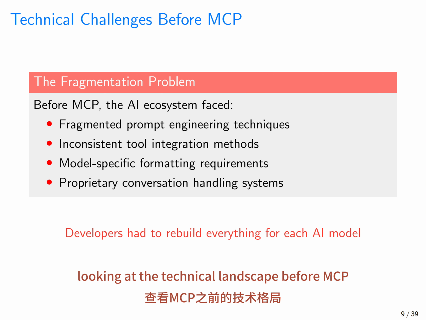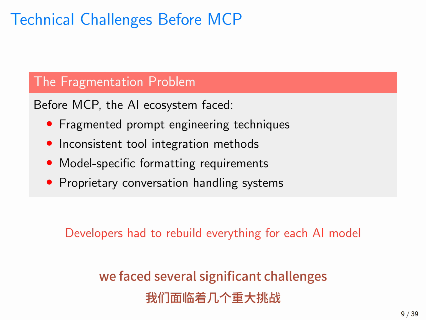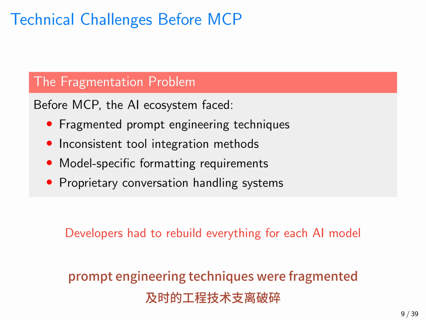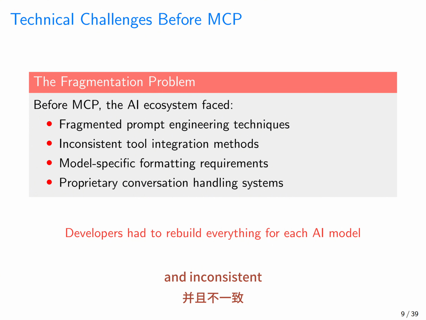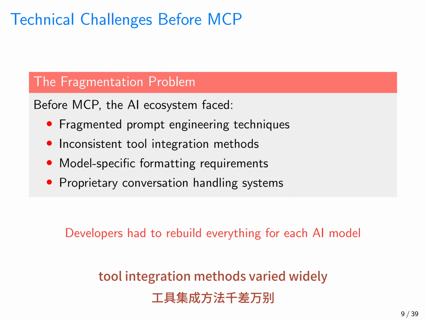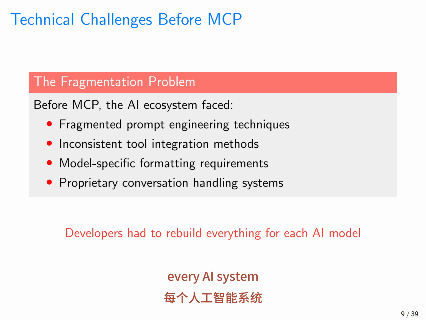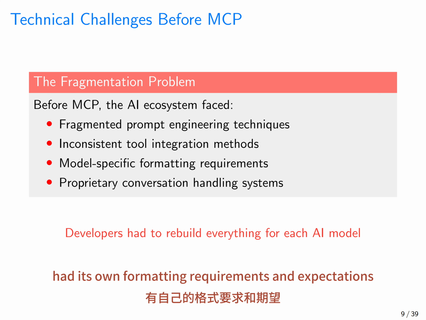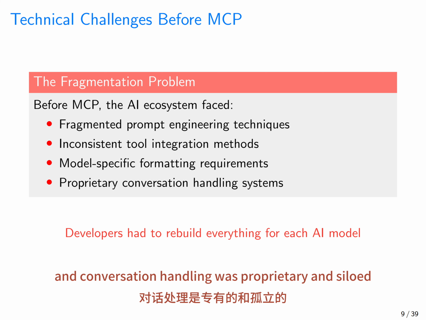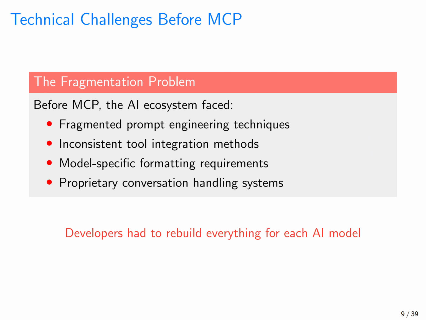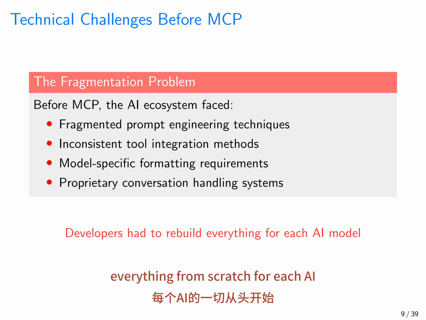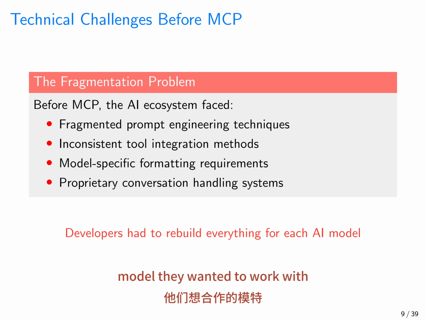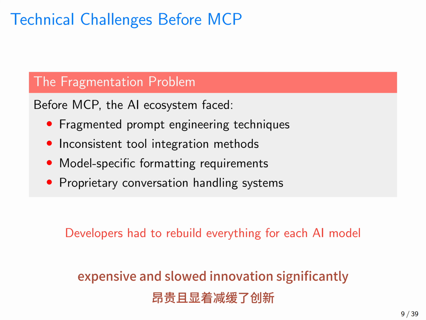Looking at the technical landscape before MCP, we faced several significant challenges. Prompt engineering techniques were fragmented and inconsistent across different AI models. Tool integration methods varied widely between platforms. Every AI system had its own formatting requirements and expectations, and conversation handling was proprietary and siloed. The most frustrating part? Developers had to rebuild everything from scratch for each AI model they wanted to work with. It was inefficient, expensive, and slowed innovation significantly.